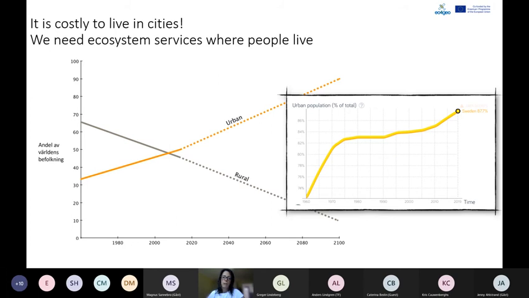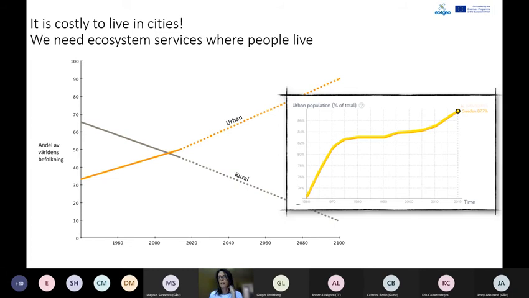As you may know, we are becoming more and more city inhabitants in the world. So this is a global curve showing that we already passed, like 2010, the number of people living in cities passed the rural people. And in Sweden, it's even more. We have already reached the future estimation of 90%, or 87.5% to be precise.